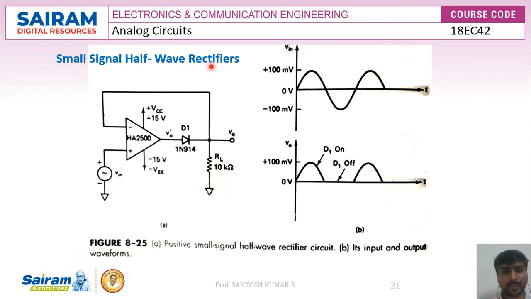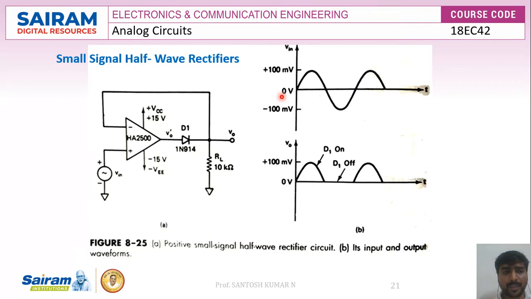If we consider a positive half wave rectifier, then the positive cycle will be allowed and the negative cycle will be rejected. If we consider a negative half wave rectifier, then the negative cycle will be allowed and the positive signal will be rejected.